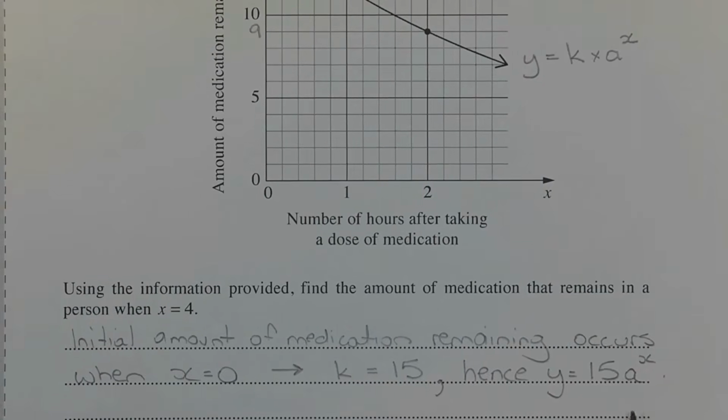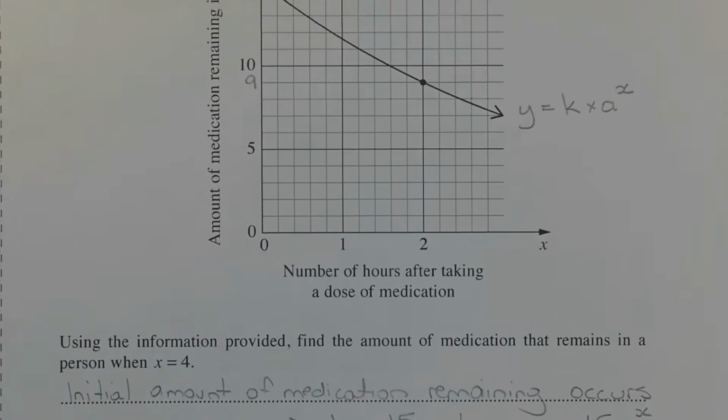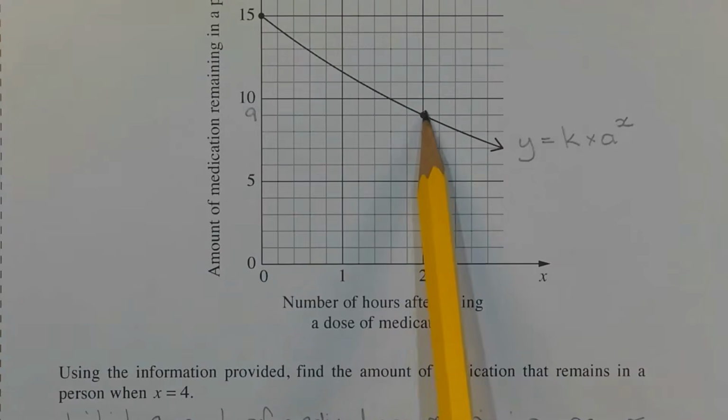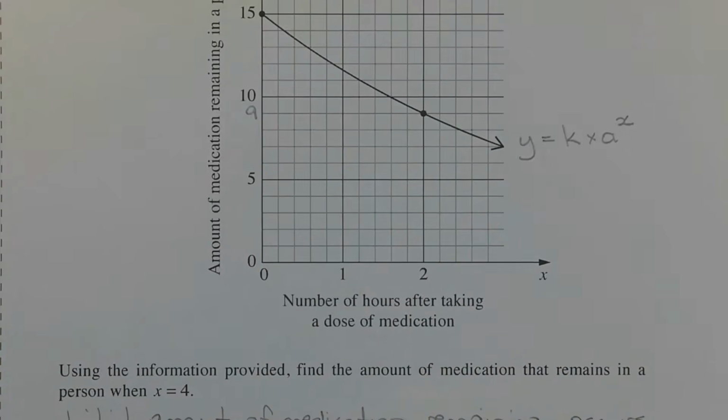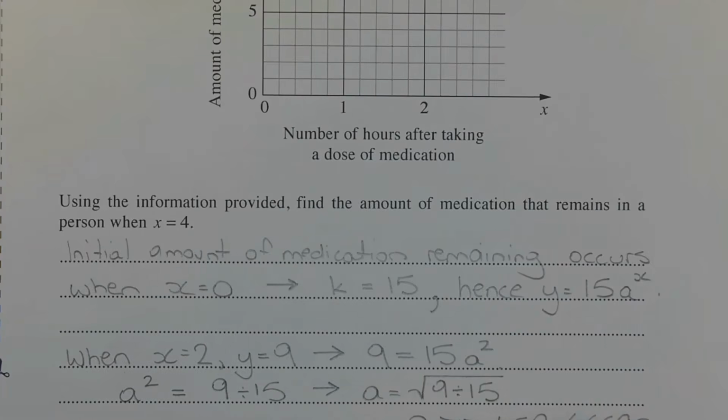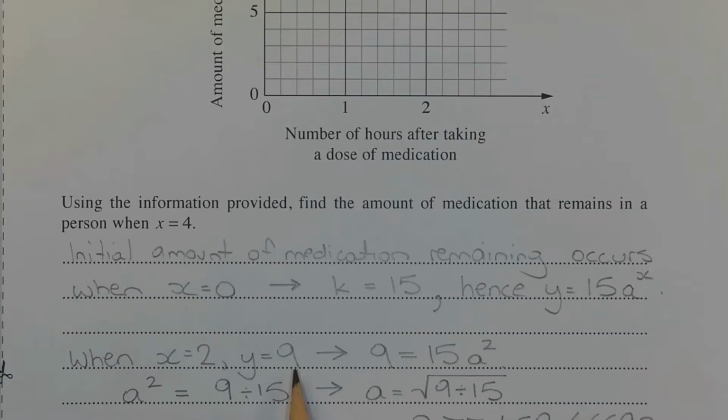Now we need to work out the value of the base a, and we need another point in order to do so. And we're given another point, which is this point here. When x is equal to 2, y is equal to 9. And we can substitute those two values for x and y into the equation, y equals 15 times a to the power of x, and then solve for a. So when x is equal to 2, y is equal to 9. So 9 is equal to 15 times a to the power of 2, or a squared.